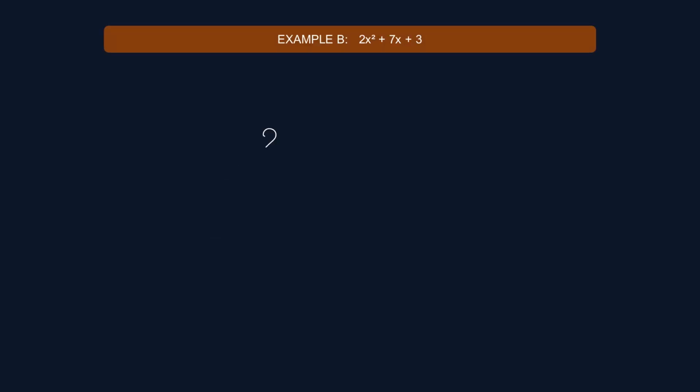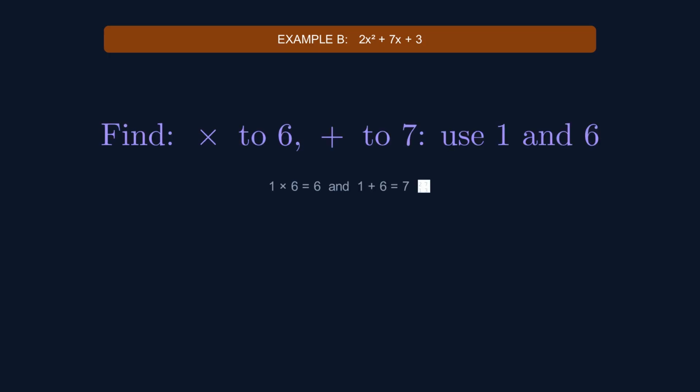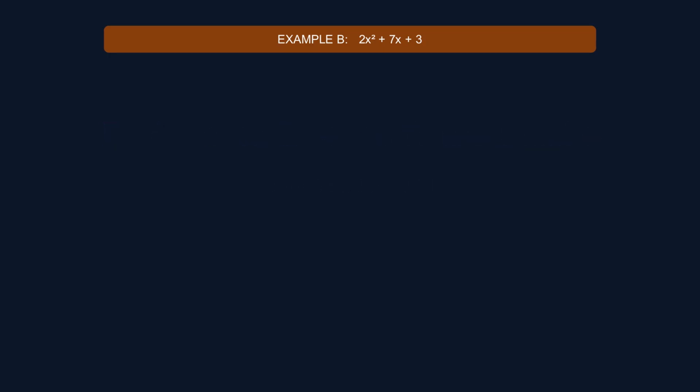Let's try another example. 2x squared plus 7x plus 3. Step 1. a is 2, b is 7, and c is 3. Step 2. ac is 6. Step 3. Find two numbers that when you multiply you get 6 and when you add you get 7. The numbers are 1 and 6.